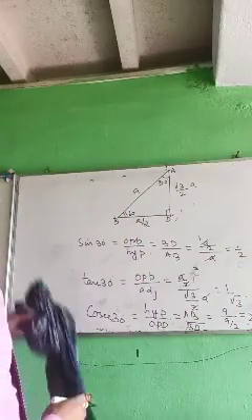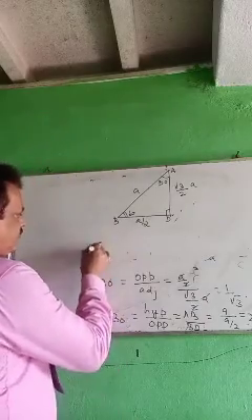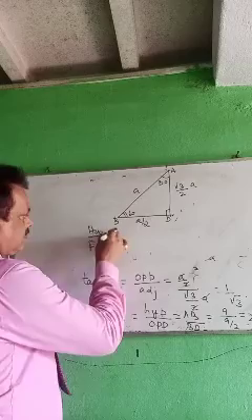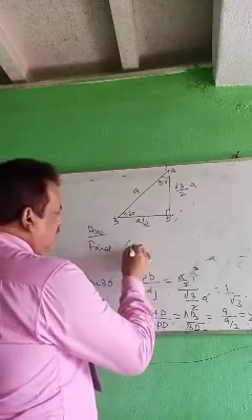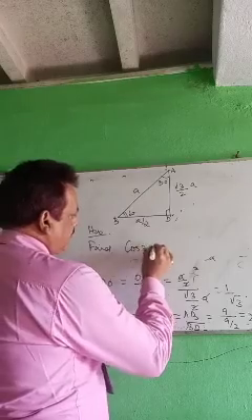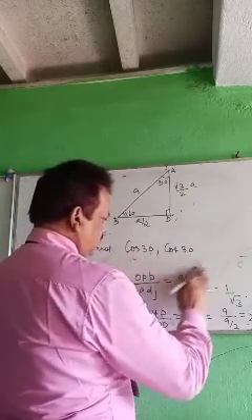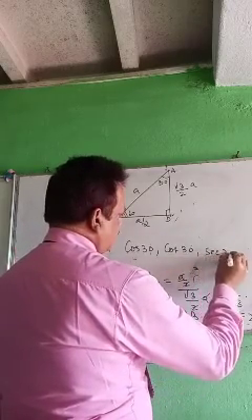Now homework for you. Using the same triangle, find cos 30, cot 30, sec 30.